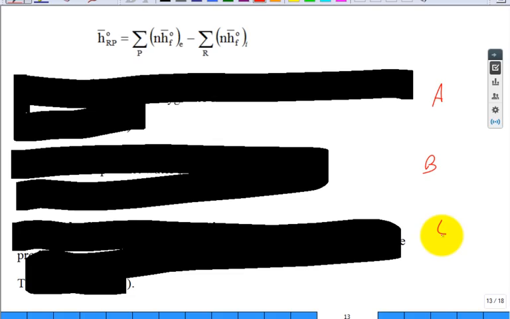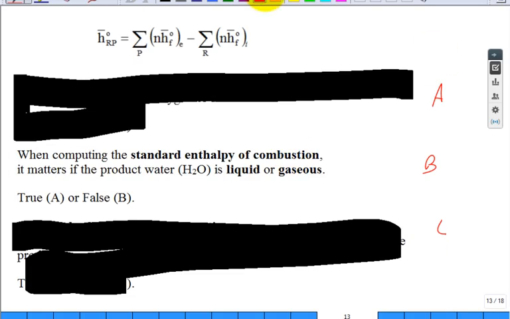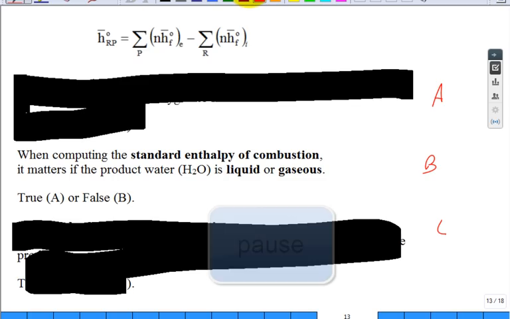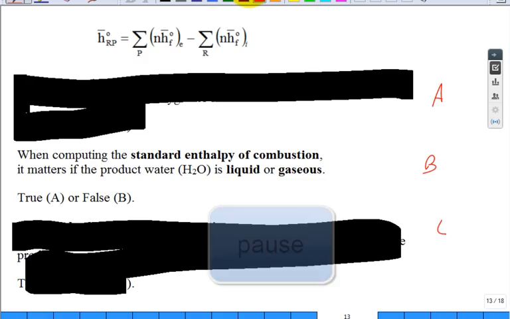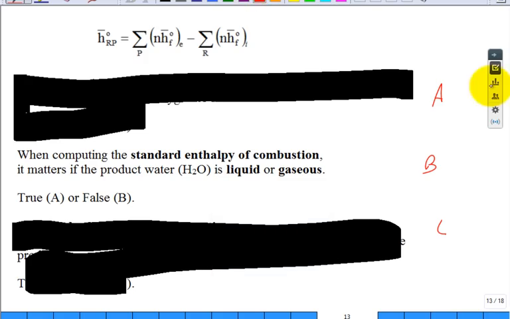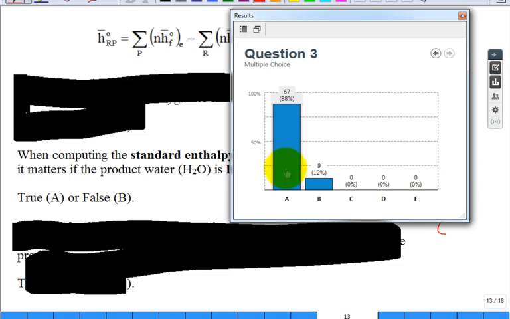All right. When computing the standard enthalpy of combustion, it matters if the product, water, H2O, is liquid or gaseous. And let's show this. It does matter. It does matter if it's liquid or gaseous.